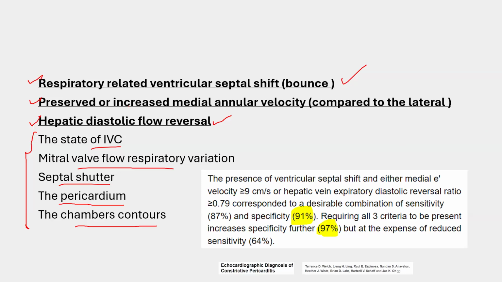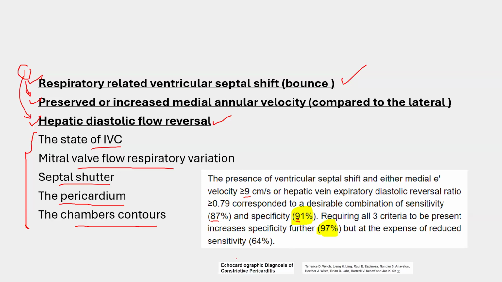Now look at this important statement here: the presence of ventricular septal shift and either medial E prime velocity more than 9 or hepatic vein expiratory diastolic flow reversal ratio more than 0.79 corresponds to a sensitivity of 89 and specificity of 91 for the diagnosis. That means if you have septal bounce and then either this one or this one, the specificity is 91.